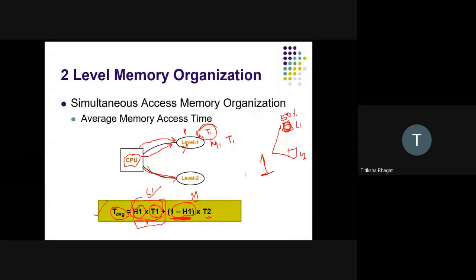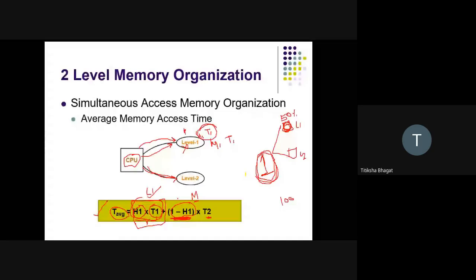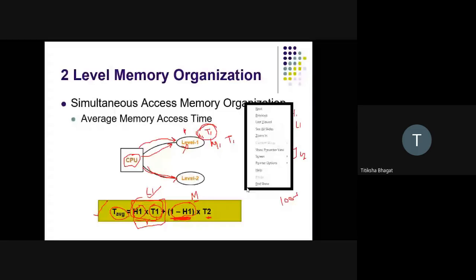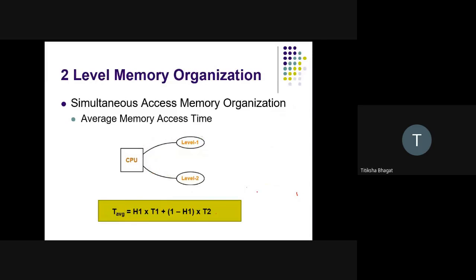Why am I writing 1 minus only? Because the probability of getting the data is 1. We are measuring the probability in terms of 1, or you can say 100%. So here I am writing that whatever the hit ratio of previous, minus that H1, will be calculated as the miss penalty into T2. So this is the formula for simultaneous memory access organization, level 2 memory organization.